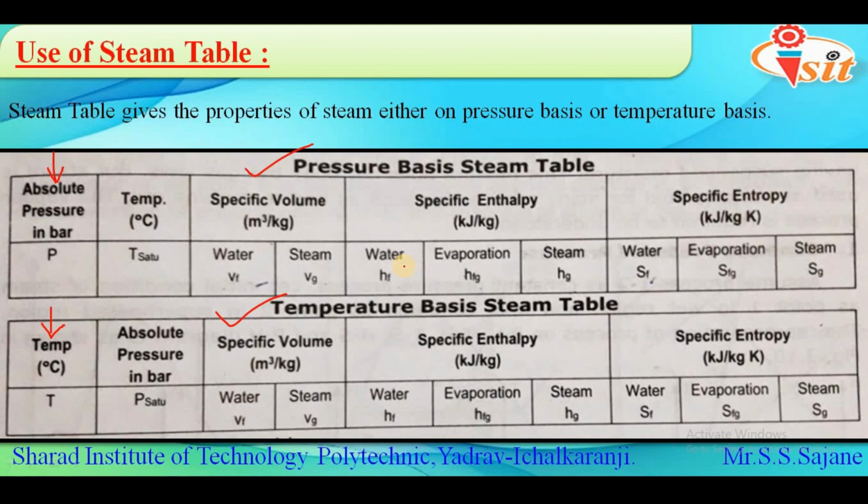And the last column, which is the next property of steam, is specific entropy, and again we have three sub columns in that. SF is the entropy of saturated liquid. SFG is the entropy of evaporation, and finally SG is the entropy of saturated steam, with unit as kilojoule per kg Kelvin. So now let's see how the actual pressure basis or temperature basis steam table looks.